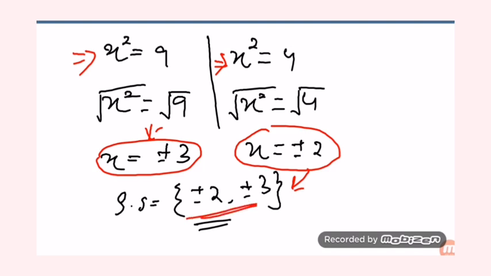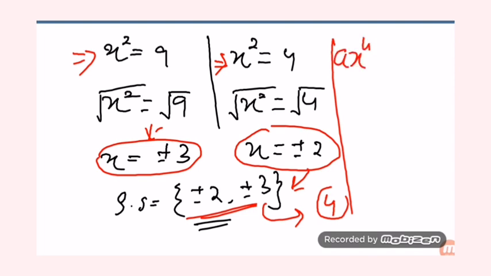As this solution set contains 4 elements, because the degree of a biquadratic equation is equal to 4, therefore the solution set must contain 4 elements.